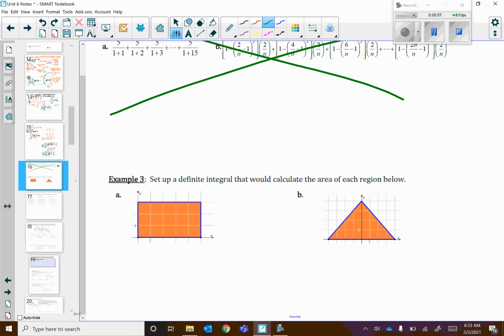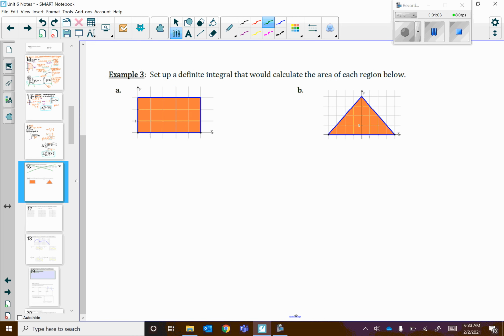So this is the last example on the page that starts 6.3 Riemann sums. And it asks us to set up a definite integral that would calculate the area of the region below. So I want to do two things here to figure out my integrals. I need a lower bound and an upper bound. So for this first one, I see that we're starting at 0. Notice the scaling is 1, 2, 3, 4, 5. So I know that my integral goes from 0 to 5.